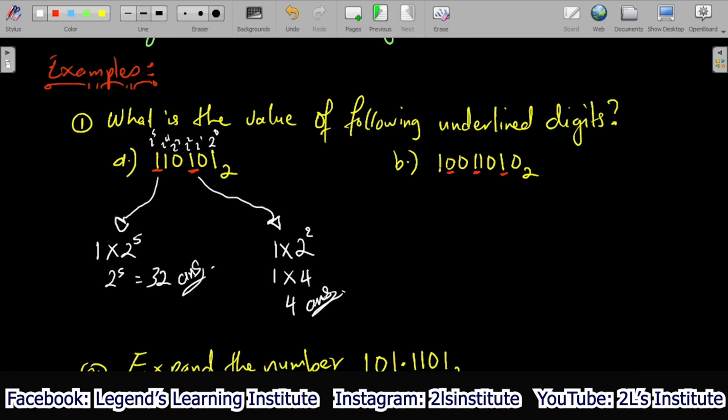Part B says 1001110 base 2. So we want to find the value of this 0 here, right?